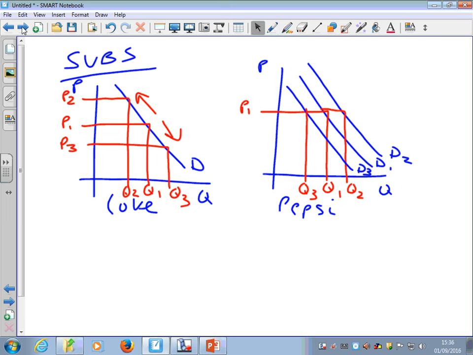Now, businesses love to look at cross-price elasticity of demand because it helps them set their prices. Firms like Coca-Cola and Pepsi know that if there are strong substitutes for their product, they've got to be really careful about what price they charge. They've got to keep a very close eye on what the price of their rivals are. Same with complements. Car manufacturers know that if petrol prices increase, it will affect the demand for their products. So they have to be very careful about not just what price they charge, but the price of other things as well.